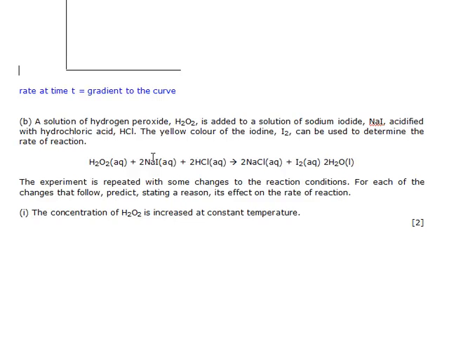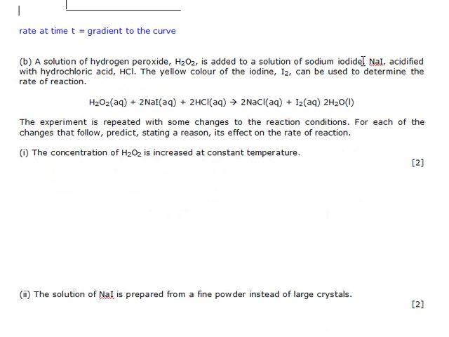Okay, part B. A solution of hydrogen peroxide is added to a solution of sodium iodide acidified with hydrochloric acid. The yellow colour of the iodine can be used to determine the rate of reaction. So if we look at this equation, you'll see that there is iodine appearing on the right hand side. Okay, iodine is appearing on the right hand side here. I'm going to highlight it.